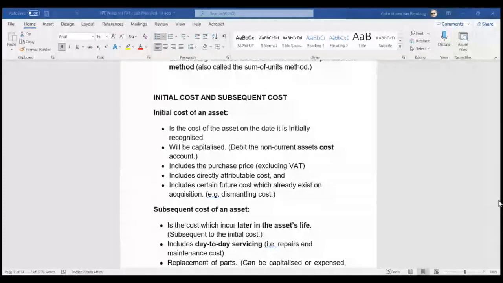Yes, Ms. Morris. Just interrupt. Sibasiso has a question. I'll just read it. So, sir, to my understanding, straight line is on cost, then diminishing balance is on opening balance. What is the unit method calculated on?